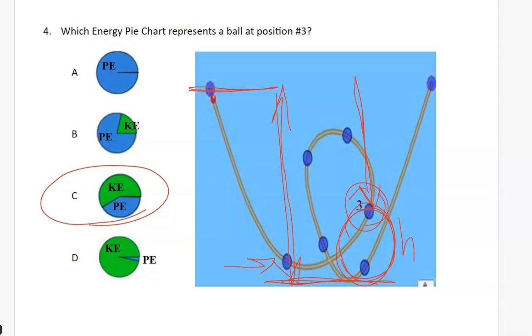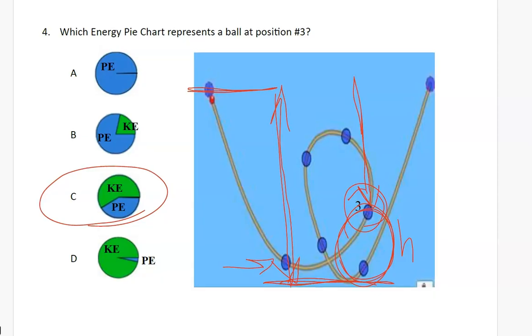So one of the key points I want you to realize is that you can figure out which pie chart it is by just looking at how high above the ground it is. The higher above the ground, the more gravitational potential energy, the more blue you're going to see in the chart. So small amount of blue means you're very low in terms of how high you are on the track. A large amount of blue means you're very high up on the track.